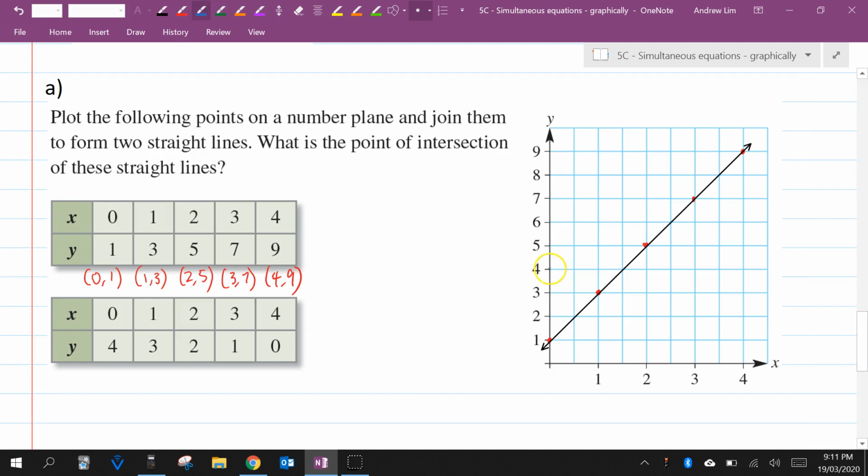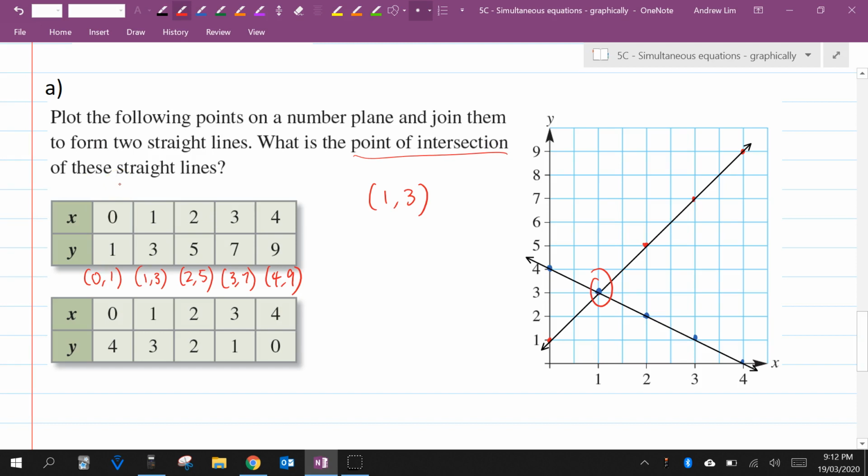Okay, so 0, 4 here, 1, 3, 2, 2, 3, 1, 4, 0. Okay, so here we can see that they intersect right here at 1, 3. Okay, and that is the point of intersection of these straight lines. So the answer to this question is just 1, 3.